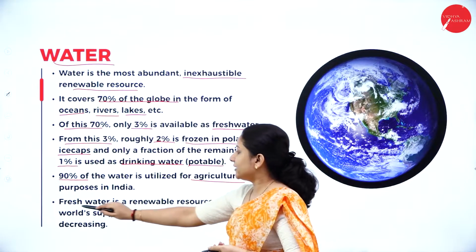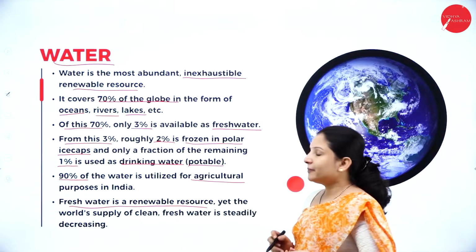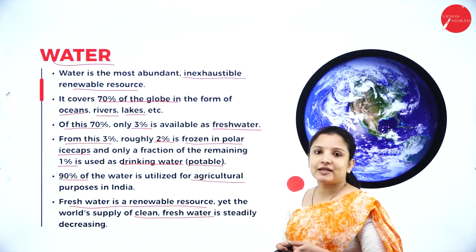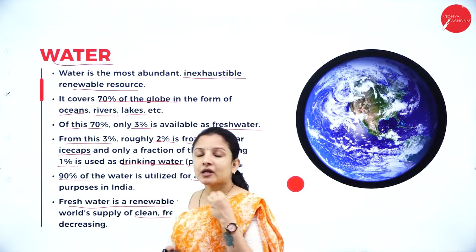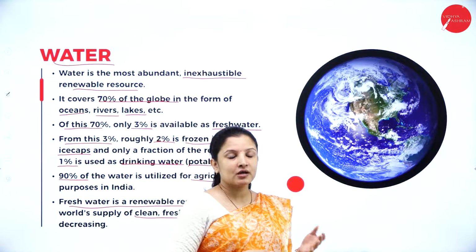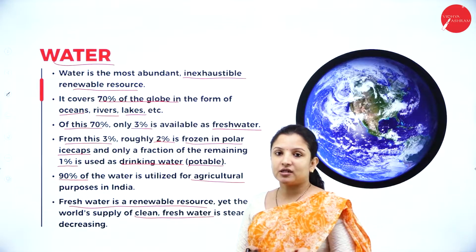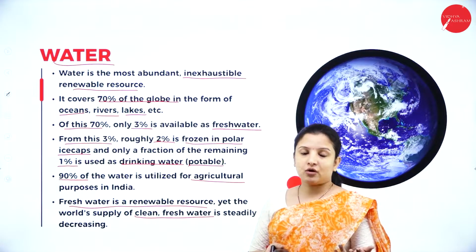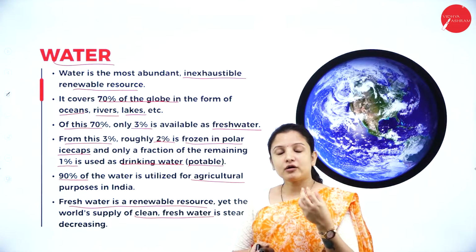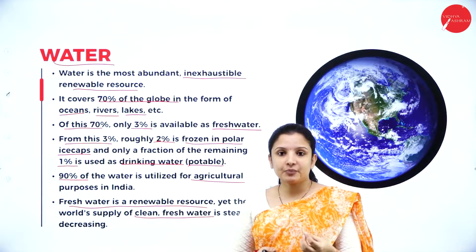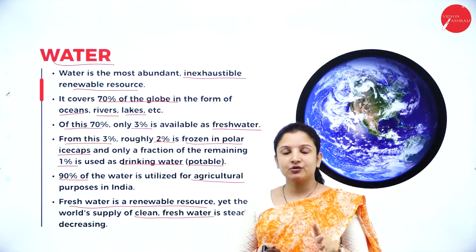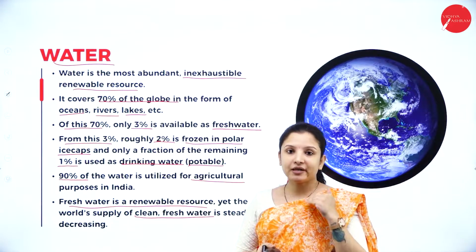So fresh water, as I told you, is a renewable resource, but still the world's supply of clean fresh water is steadily decreasing. Why? Because of we people, right? Whatever fresh water is there, that also we are polluting with agricultural waste, with industrial waste, by washing clothes on the river banks, therefore dirtying or polluting that particular water, and what not ill effects we cause on that fresh water, right? So that is why, though fresh water is a renewable resource, the fresh water is becoming depleted.